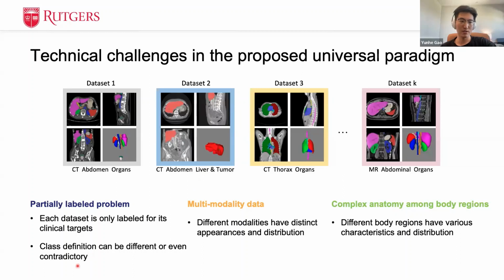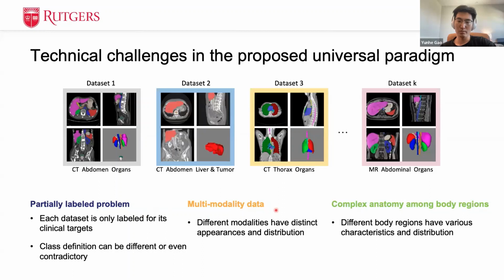And the second challenge is that the class definition can be different or even contradictory. For example, the liver in dataset 1 is annotated as a whole organ, while dataset 2 is designed for liver tumors. So the same liver region is separated into liver and liver tumor.